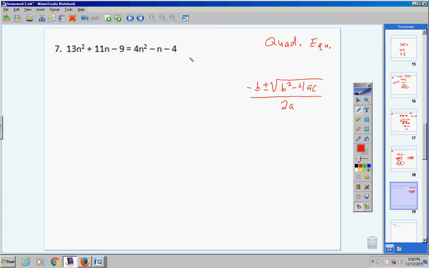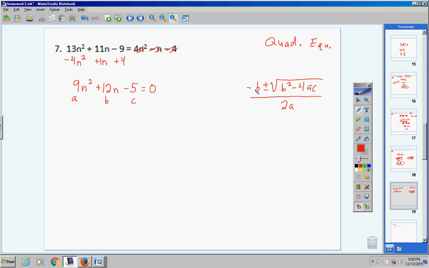Now, remember, never use the quadratic formula unless one side is equal to 0. So bring your 4n squared over and make it a negative 4n squared. Bring your negative n over and make it a positive n. Bring your negative 4 over and make it a positive 4. Okay? 13 minus 4 is 9. Positive 11, positive 1 is positive 12. Negative 9, positive 4, negative 5. There we go. A, B, C.